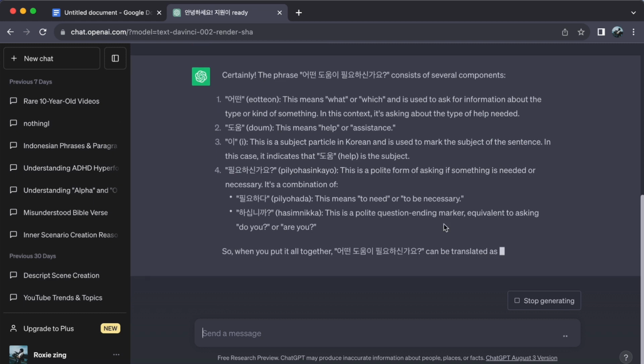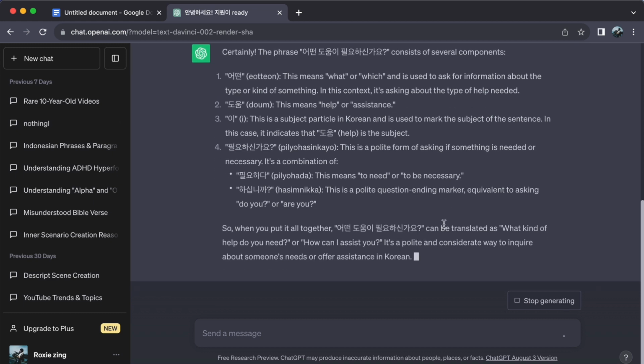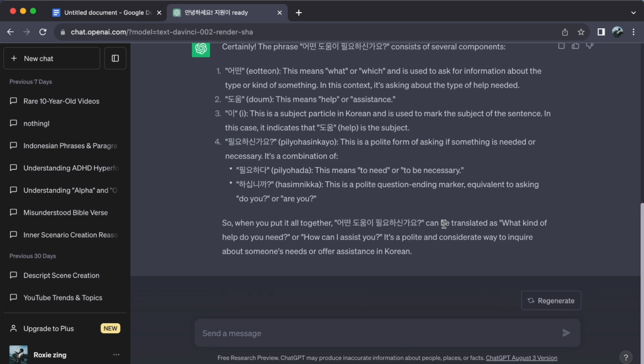Lastly, consistency is your ally. Dedicate a bit of time each day to interact with ChatGPT and practice your Korean skills.